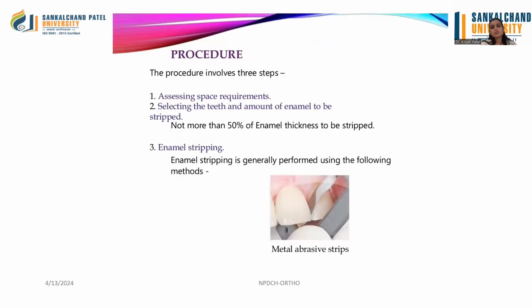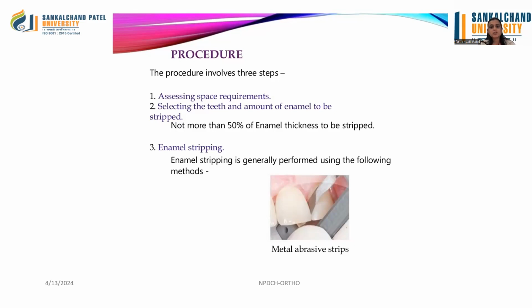So what is the exact procedure we need to follow while doing the stripping? First one is assessing the space required. We first have to assess how much space is required for doing the stripping. It must be less than 2.5 mm. Second one is selecting the teeth and the amount of enamel to be stripped. There is one measurement, the pet to pet ratio, which normally we prefer for the mandibular anterior teeth, but not more than 50% of enamel thickness to be stripped. That is the basic tool before starting the stripping.